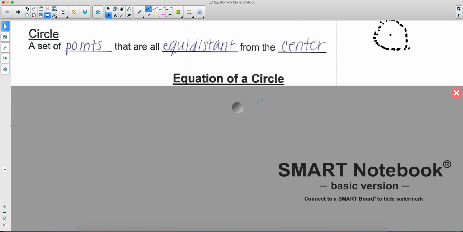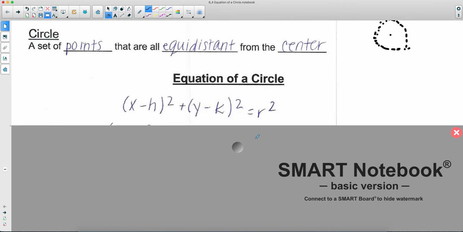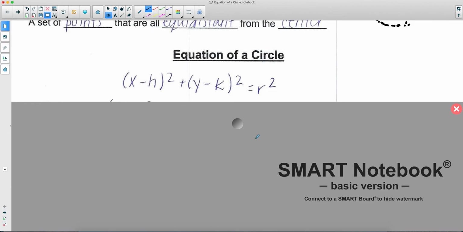So the equation of a circle, pretty straightforward. So here it is. Now we use some different variables, h, k, and r, but essentially the equation of a circle is x minus h squared plus y minus k squared equals r squared. You might think it looks a little bit like Pythagorean theorem, and actually the equation of a circle is derived from the Pythagorean theorem.